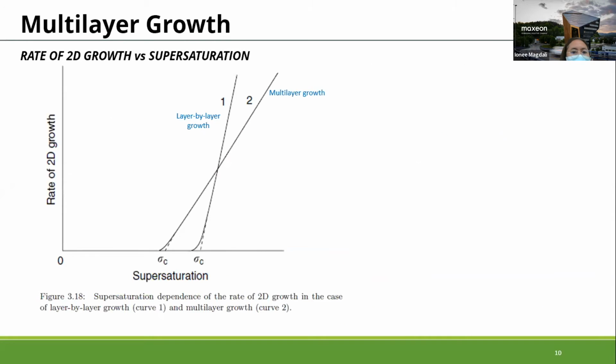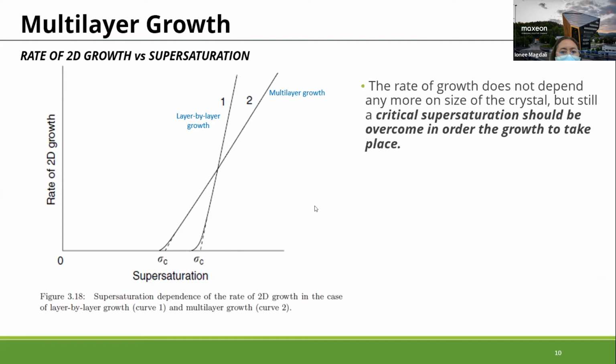Okay, now, so let's study this graph. This is taken from our textbook in figure 3.18. This represents the supersaturation dependence of the rate of 2D growth in the case of the layer by layer growth, which is curve 1, and then the multi-layer growth, which is curve 2. As mentioned in the book, the rate of growth does not depend anymore on the size of the crystal, but still a critical supersaturation should be overcome in order for the growth to take place.